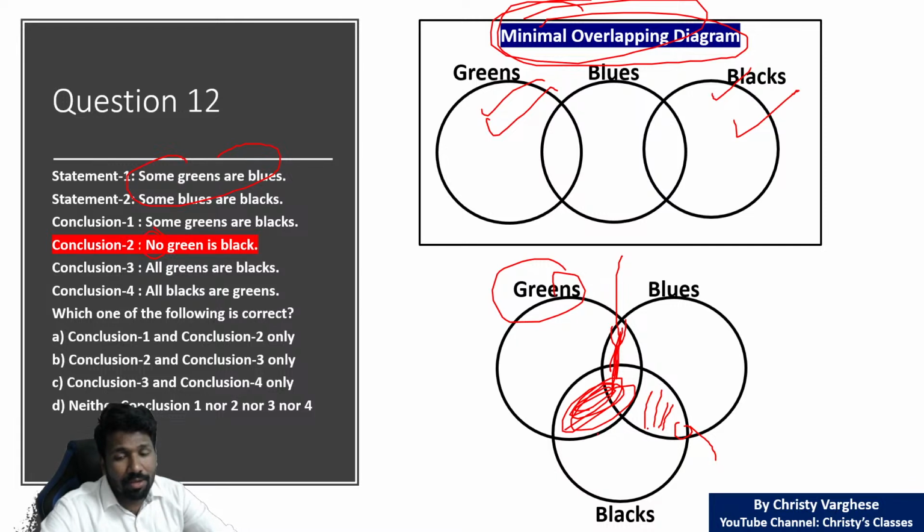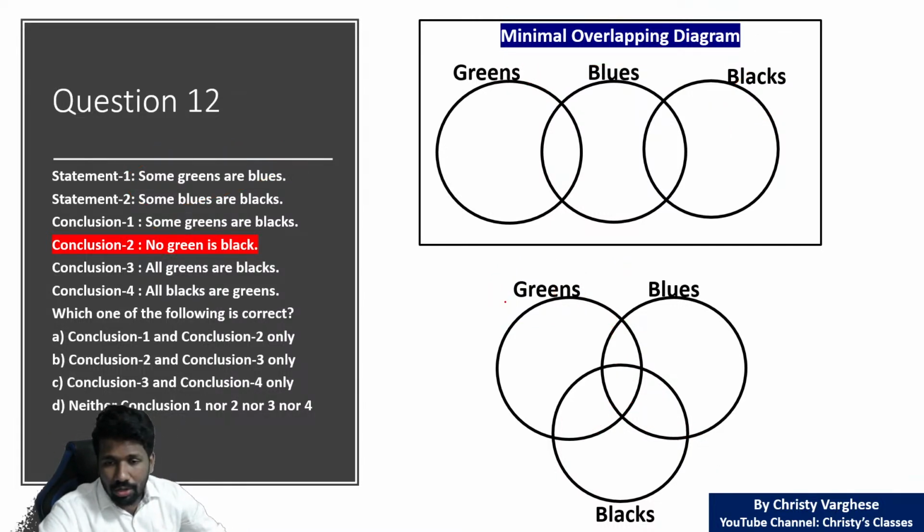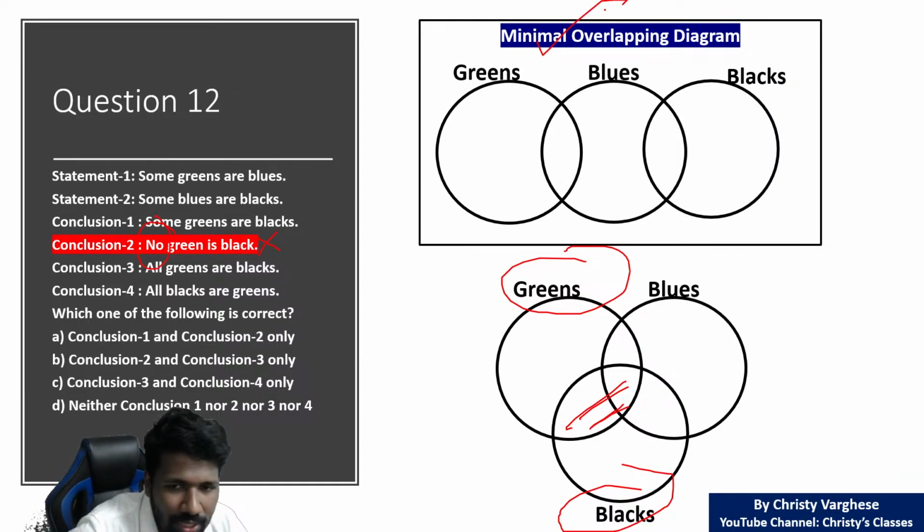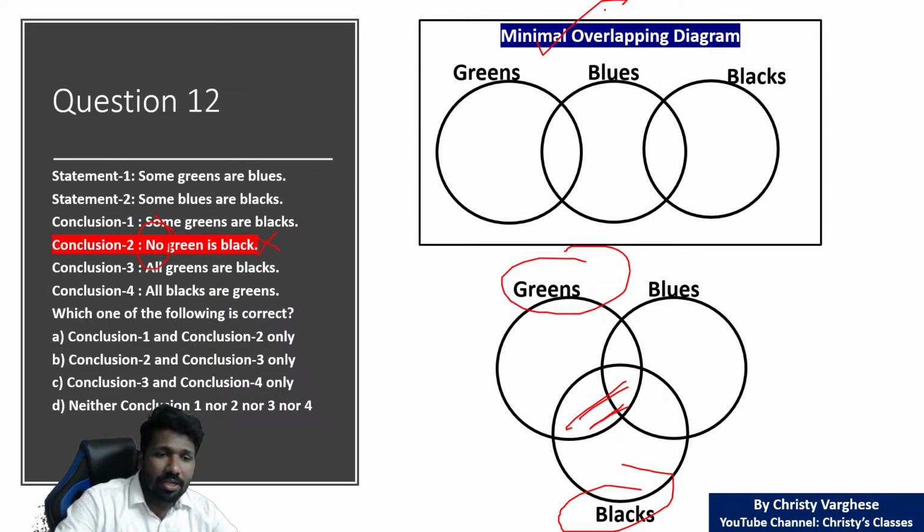The question didn't say that some greens are not black. Sorry, no green is black is not mentioned in the premise. That is why this diagram is also okay. Due to that, conclusion 2 is not correct. No green is black is not correct, because you cannot conclude with the minimal diagram only. You have to see in any other case whether that is true or not. No green being black is a possibility. That is true.